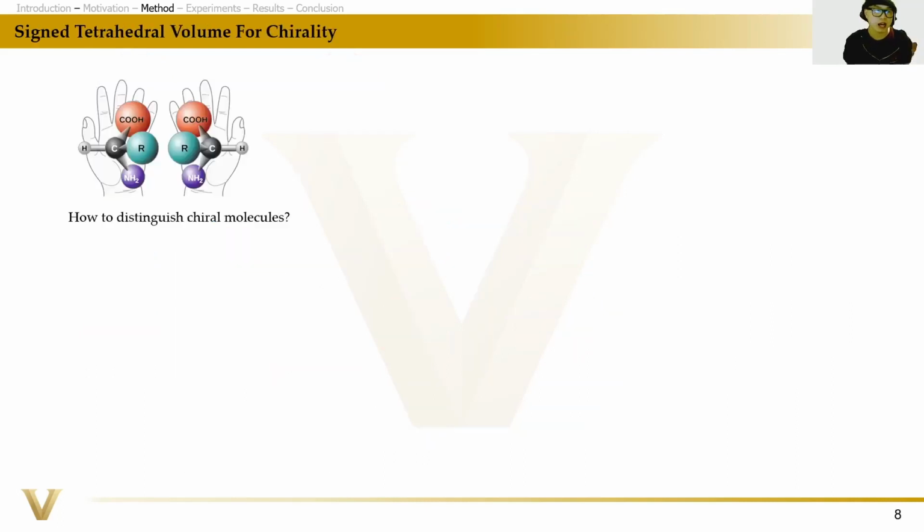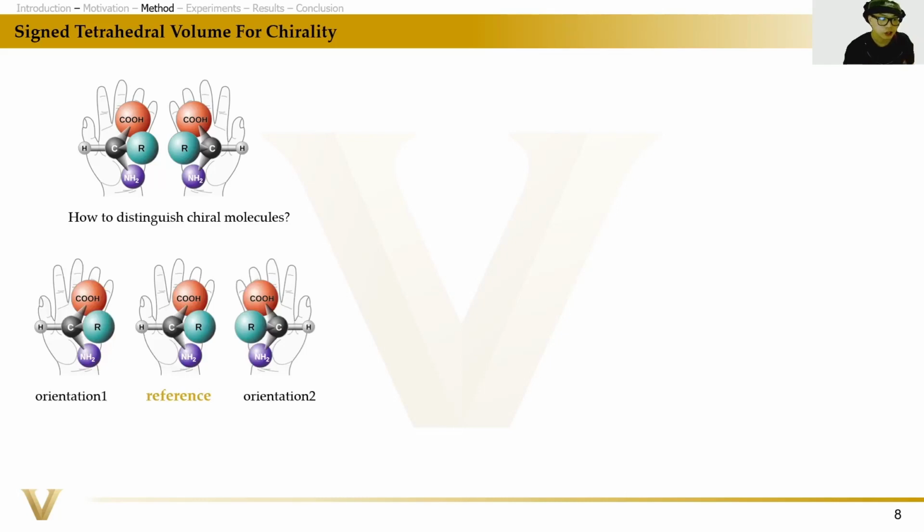So once we have the similarity score, then we can go back and look at the problem we were facing earlier, how to distinguish the chiral molecules. The idea here is to compare the orientation of a certain molecule to a reference. If the orientation is the same as the reference, then we can set the indicator to 1. Otherwise, we set the indicator to -1. And the similarity score can be updated by multiplying with this indicator.